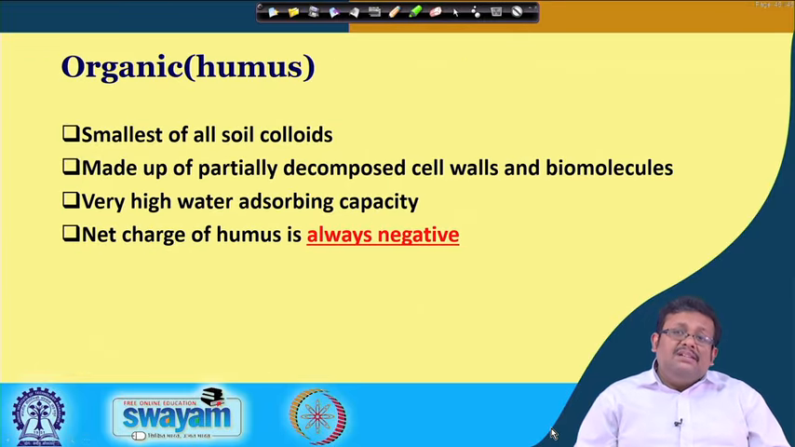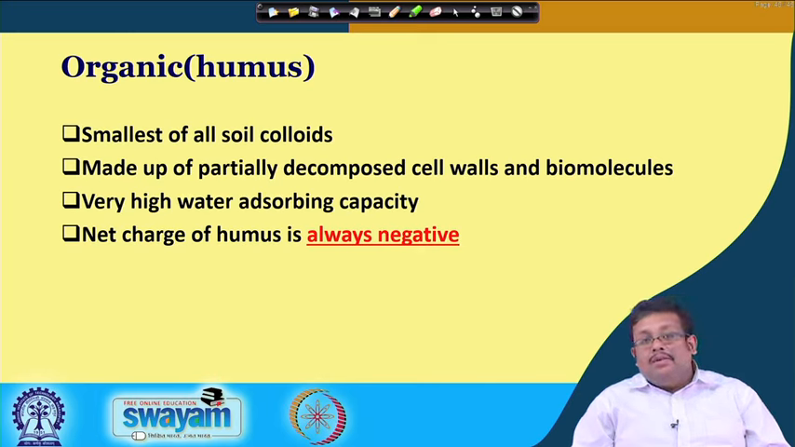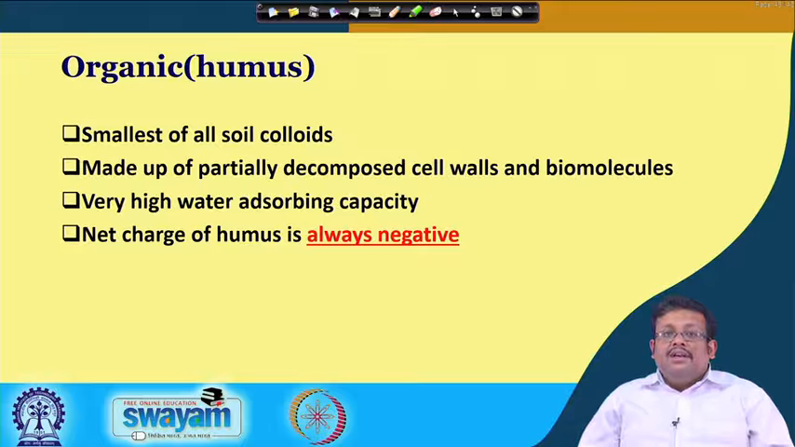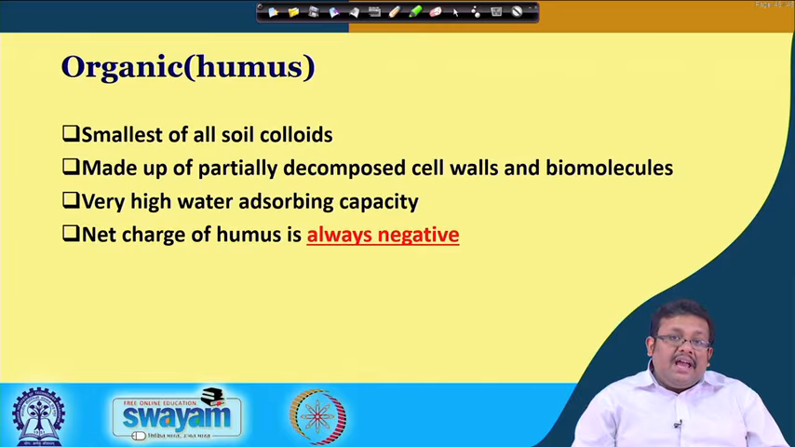So the final one, the organic one, is humus. This is the smallest of all soil colloids, and these are basically made of partially decomposed cell walls and biomolecules. We will discuss their structure later in this course, and they have very high water absorbing capacity, and also the net charge of humus.